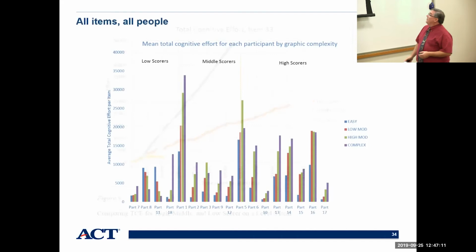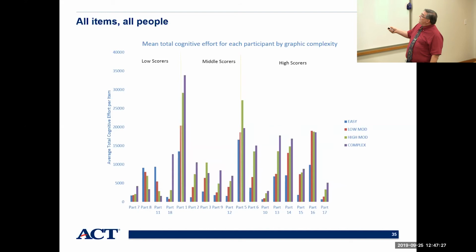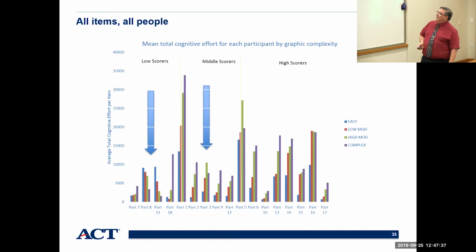Now, if our construct is correct, easy, low, moderate, high, moderate, complex. The more complex a graphic is, the harder someone should have to think, the more cognitive effort it should take. And for most people, you'll see, hey, it goes up, it goes up. It goes up, it goes down a little bit, but they're still really high on everything. So that could just be some noise in the data. But then you see a couple people, they definitely go down.